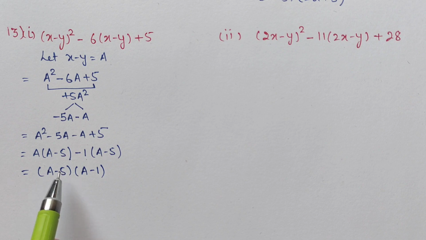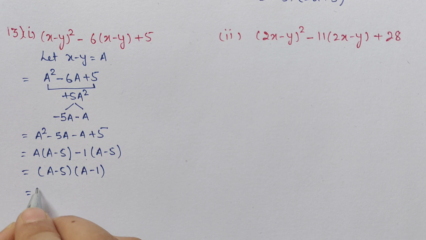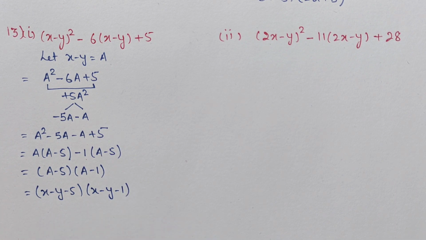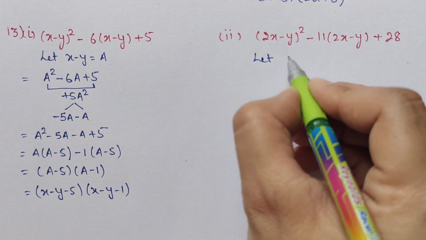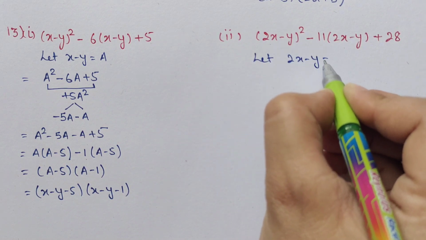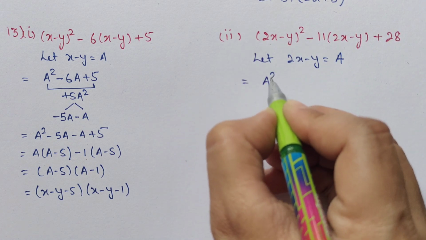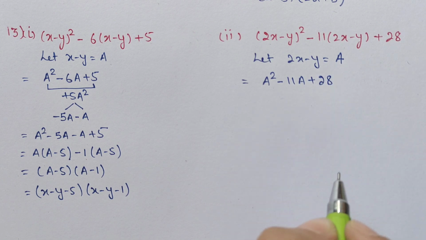At the last step, now again you can replace this a. A is x minus y. So it will become x minus y minus 5, x minus y minus 1. Second part also we will do in the same way. We will replace this bracket with a. Let 2x minus y is equal to a. Then it will become a square minus 11a plus 28.